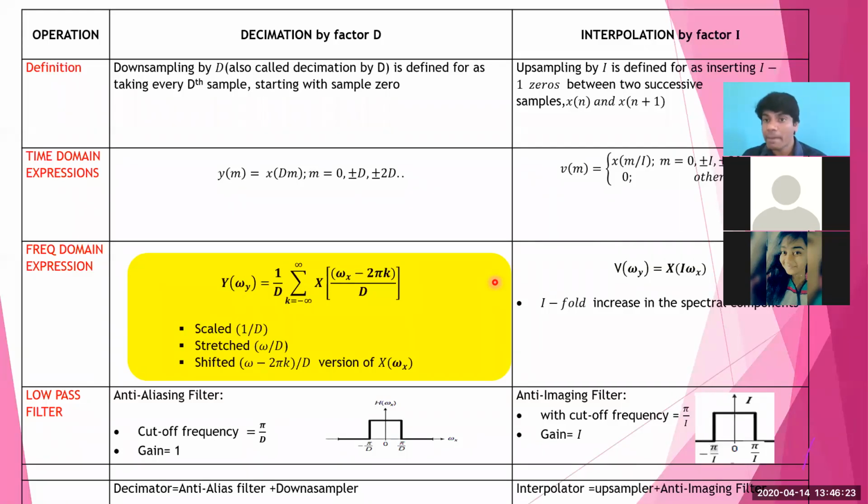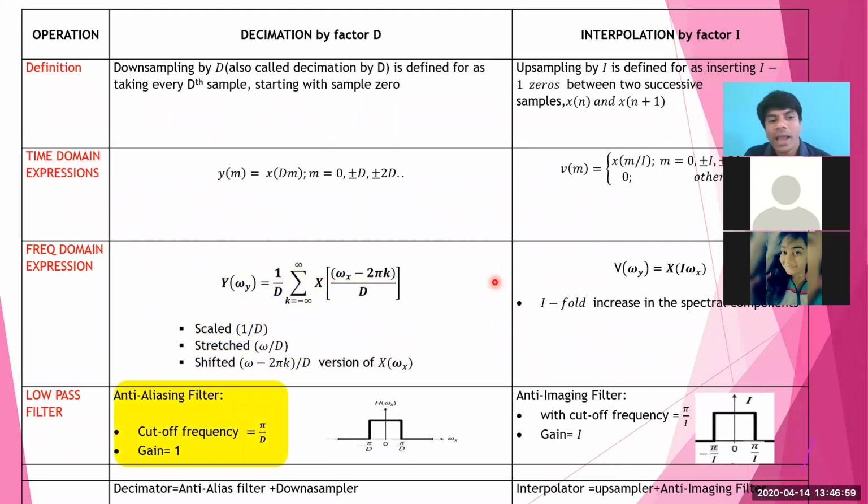One is scaling, that is amplitude scaling, that is 1 by D, which you can see in front of the sigma. And then you can see omega is getting divided by the factor D. That means it is getting stretched in the frequency axis. And then as you can see, that particular factor omega minus 2 pi k, that means as k runs from minus infinity to plus infinity, it gets shifted in the frequency domain.